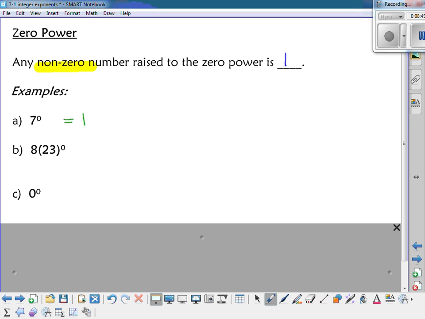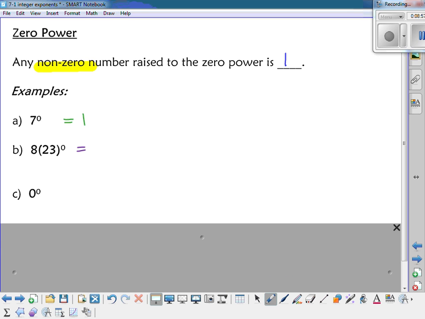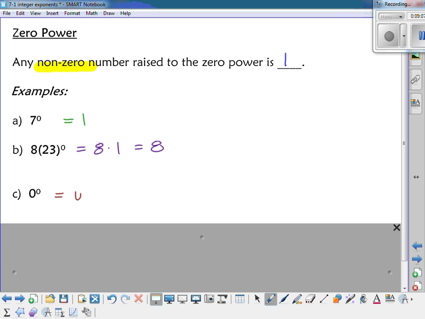Here I've got 8 times 23 to the 0 power. What's being raised to the 0 power in that problem? Just the 23. So it's 8 times 1, so it equals 8. And then can I raise 0 to the 0 power? No, that's undefined. You cannot do that. It has to be a non-zero number.